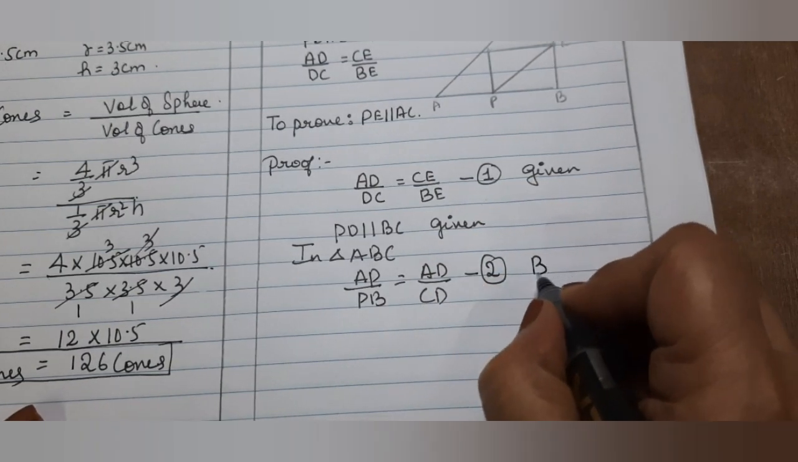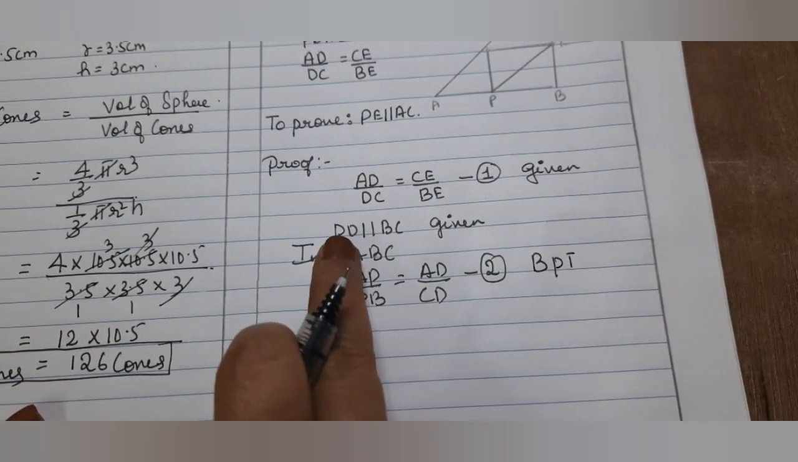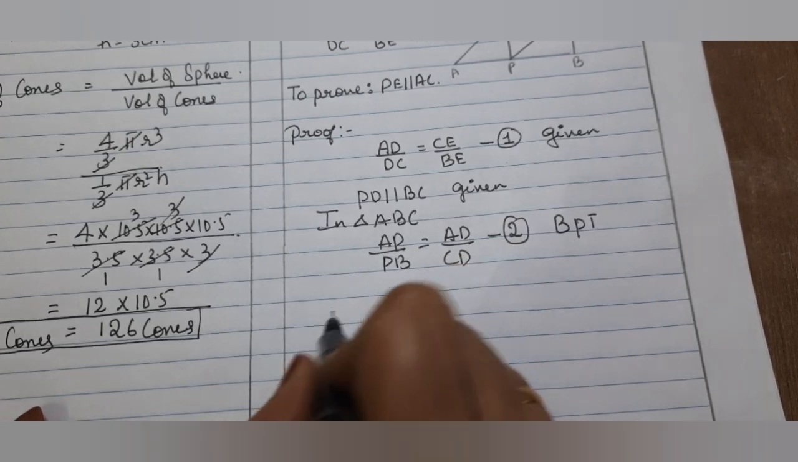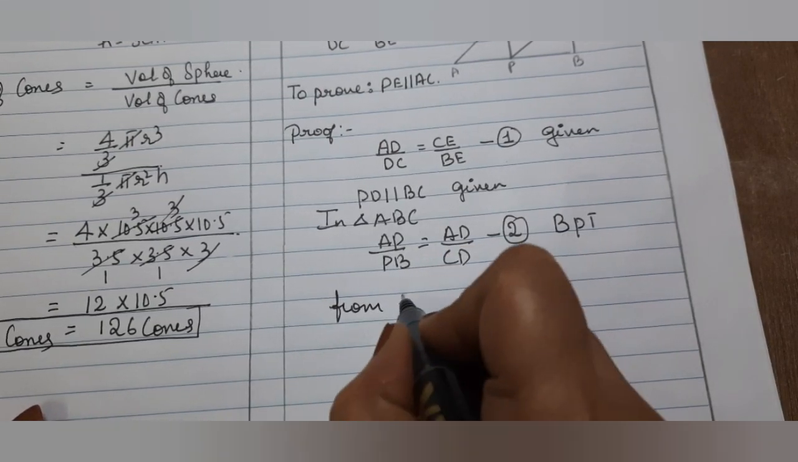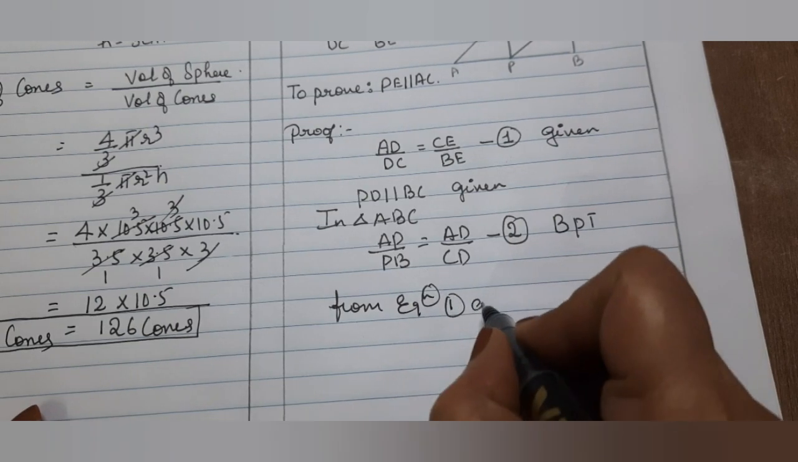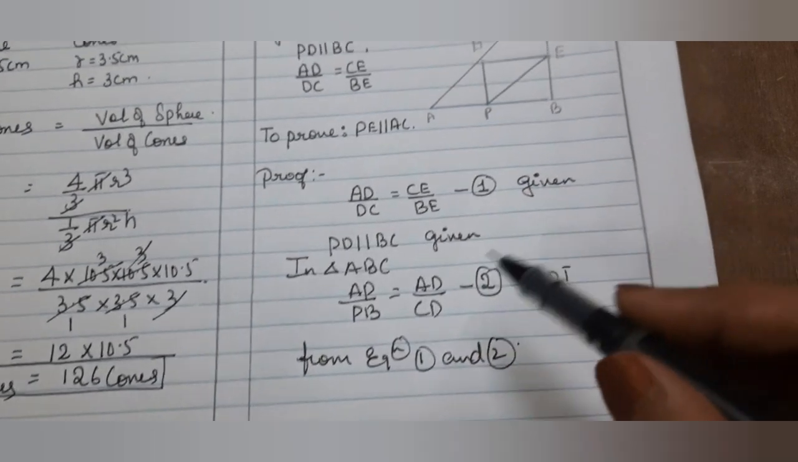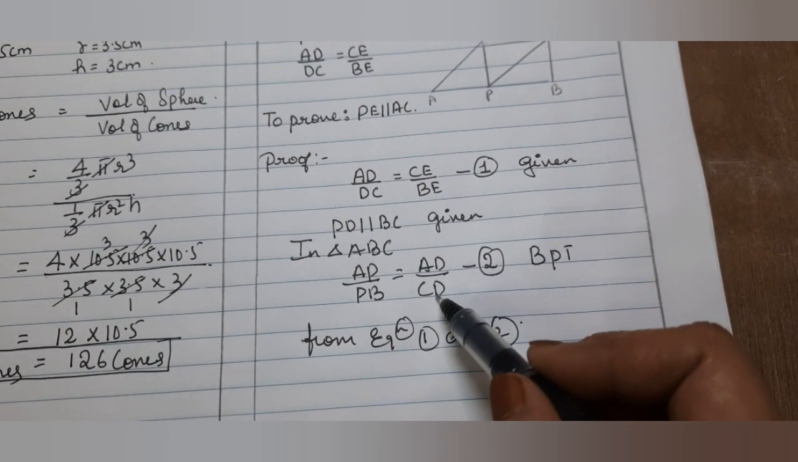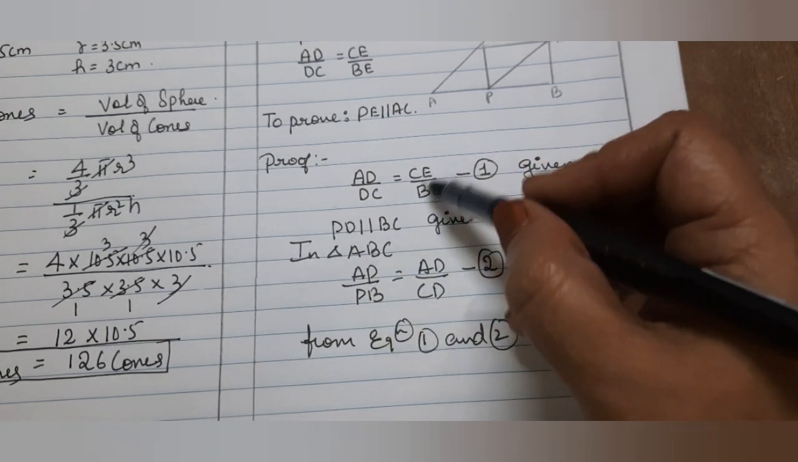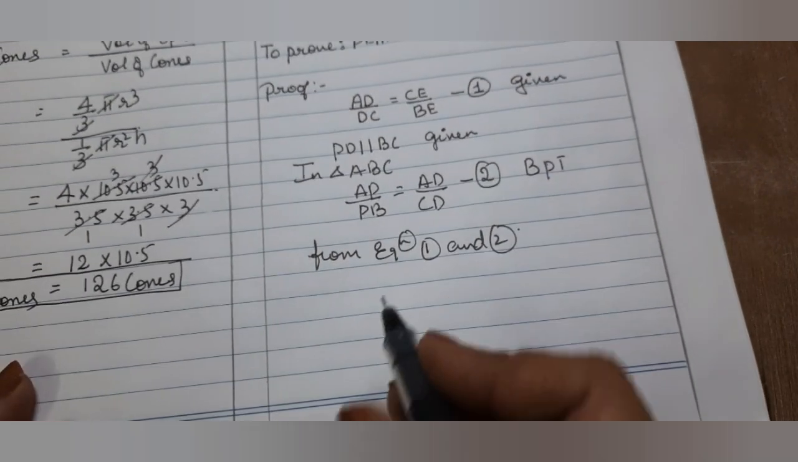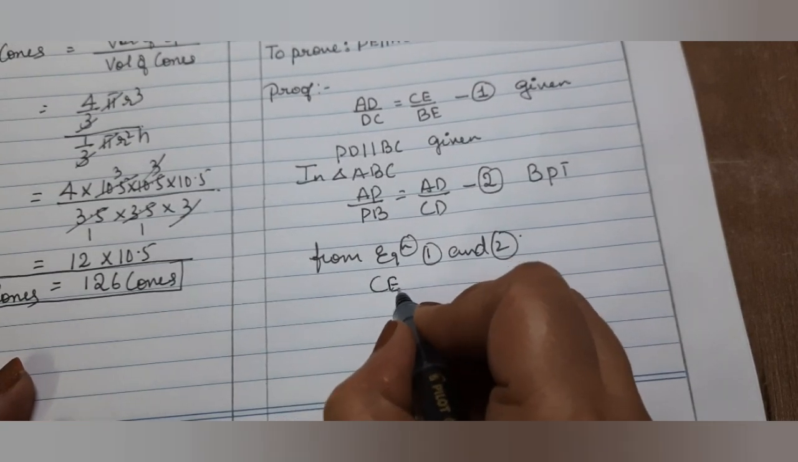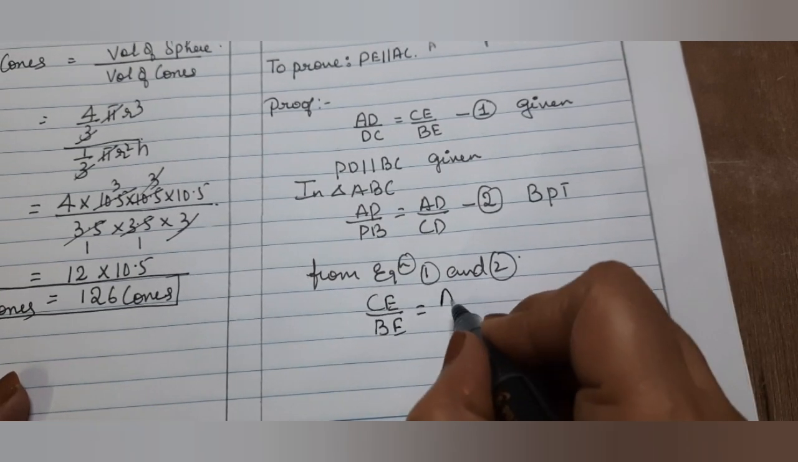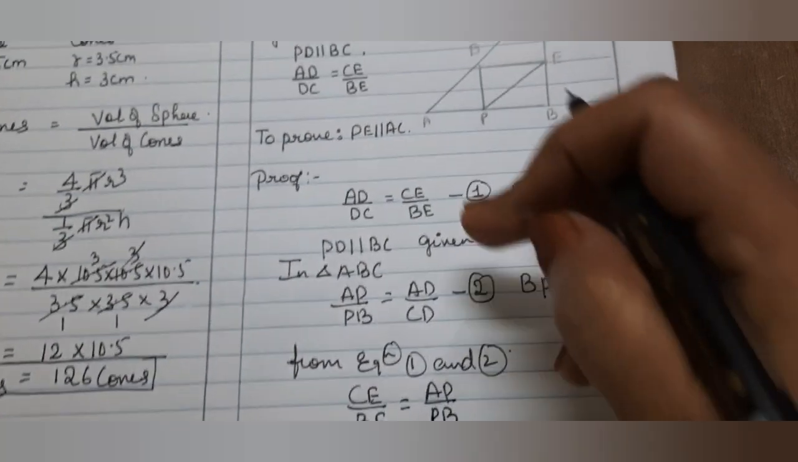Why did we write this? It is the basic proportionality theorem. We used it because it is parallel. We took sides are proportional, BPT. Then from equation 1 and 2 we can see both are equal to AD by DC. So these two will be equal. So here it will be CE divided by BE is equal to AP by PB. Both are equal to AD by DC.